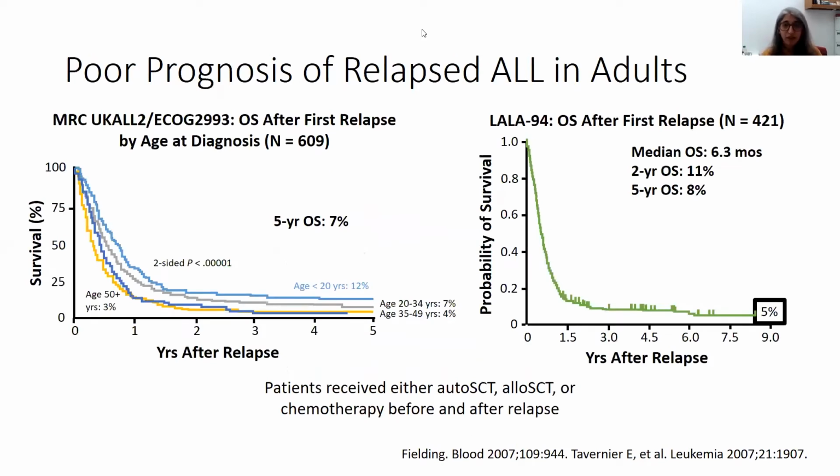Relapsed ALL does extremely poorly. This is data from the two large studies, UKALL2 and LALA94, looking at survival after first relapse. There was a significant number of patients in both of these groups. And what really proves the point is that when you're looking at long-term outcome, the 5-year survival for this group of patients is less than 10%. So our best shot for cure is to treat them with the best possible treatments upfront and to give them the best benefit.